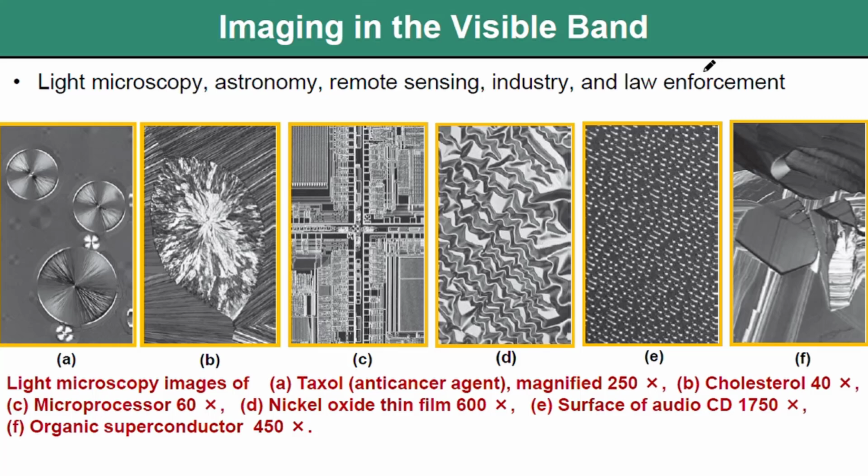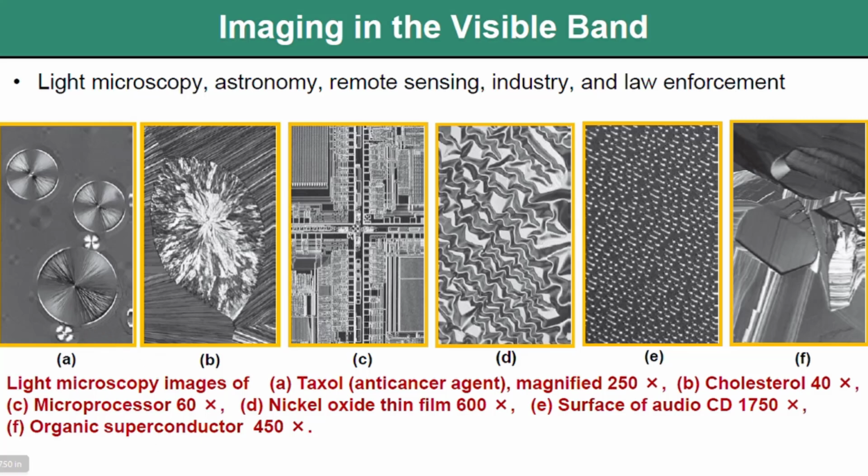And now, imaging in the visible band. The applications include light microscopy, astronomy, remote sensing, industry and law enforcement. What is light microscopy? Simply, it is about microscopic images. All these images from A to F are microscopic images. Here light falls onto the object and light microscopy gives magnified images of even a small object.